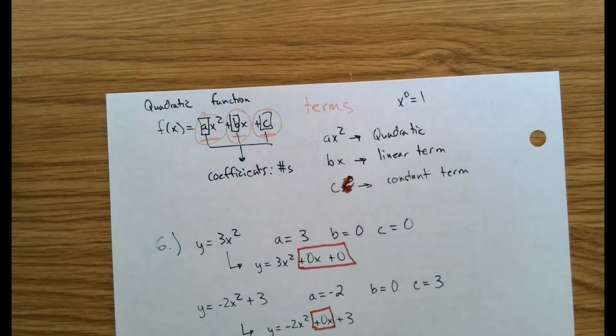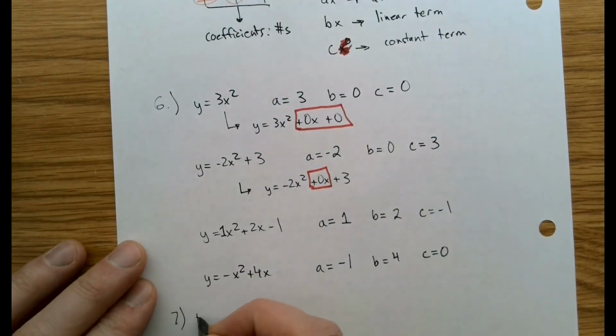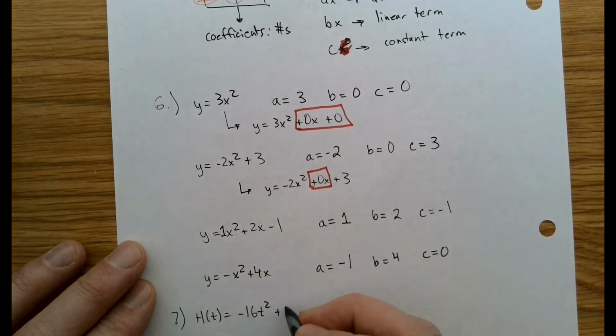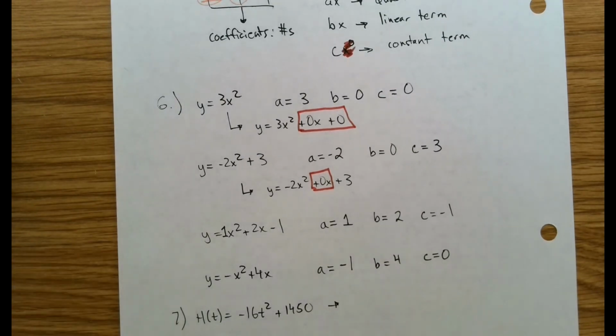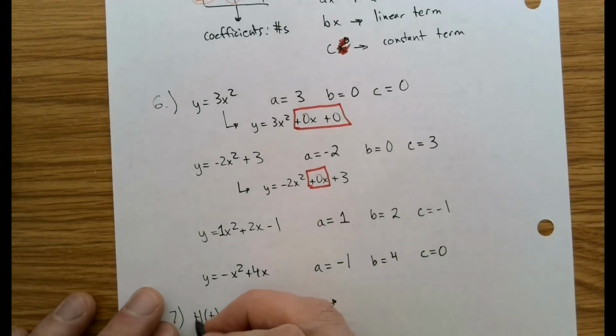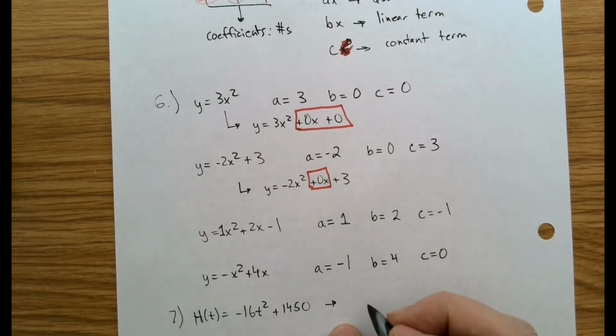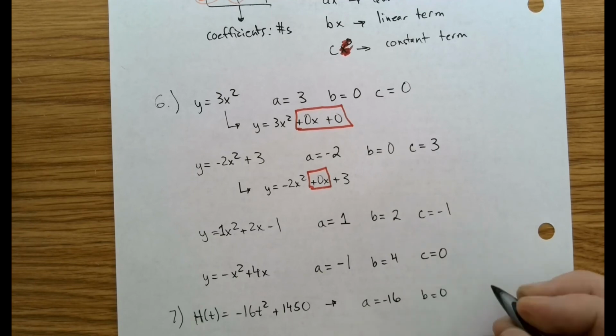All right. So in question 7, we're going to look specifically at what's up with that constant term c. So we're going to go back to our function h of t equals negative 16t squared plus 1450. And let's real quick make sure we can identify the a, b, and c. This isn't part of question 7, but it's good practice from what we did in 6. So here a equals negative 16, b is 0 because there's no linear term, and c is 1450.